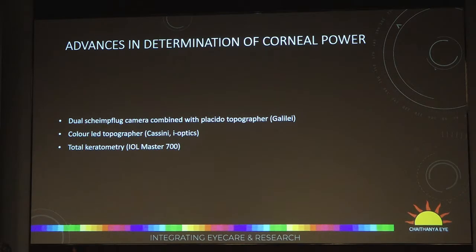There have been several advances in determining the corneal power. And there are various devices. This is not an exhaustive list. There are n number of devices which can measure the posterior corneal power and determine total corneal power. Some of them are the Galilei, the dual Scheimpflug camera, the Cassini, it's a color LED topographer, and the total keratometry from the IOL Master 700. These are the main ones on which studies have been conducted, and they have shown to be reasonably reliable in predicting the total corneal power.